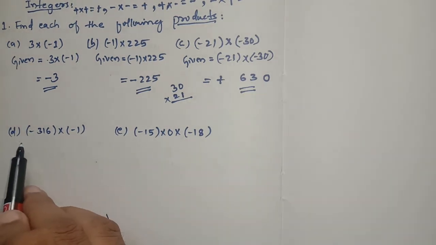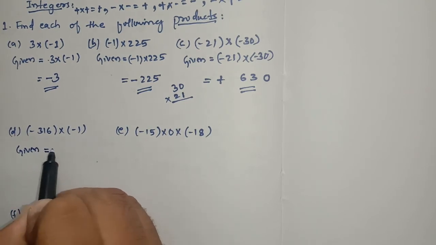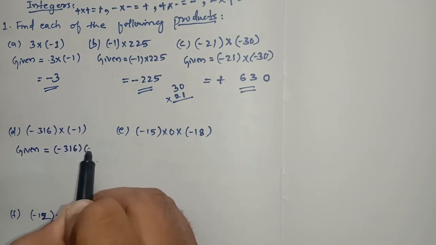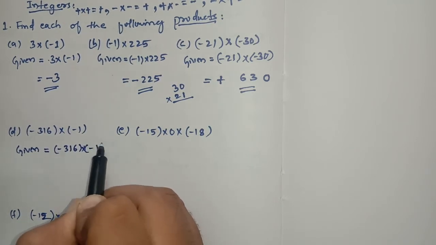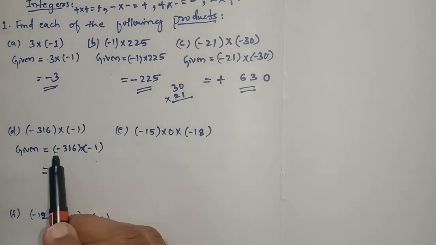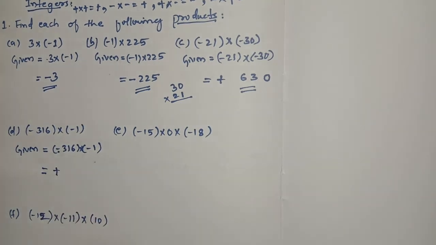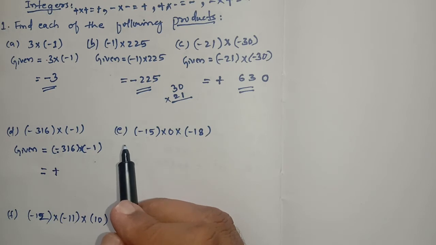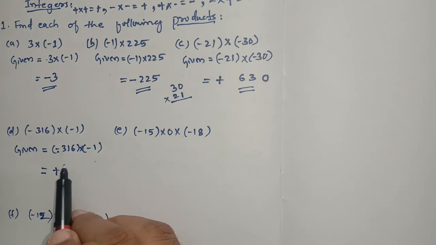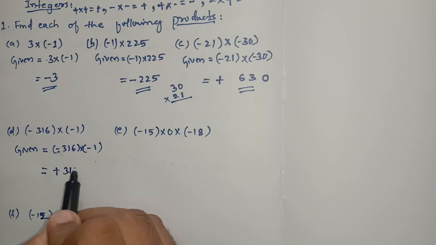Next question, question number D. First I will write the given, that is minus 316 into minus 1. First we have to multiply the sign. As I said, minus into minus will be plus. Then minus into minus is plus. 316 into 1 is 316, students.